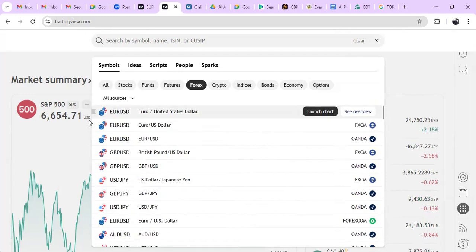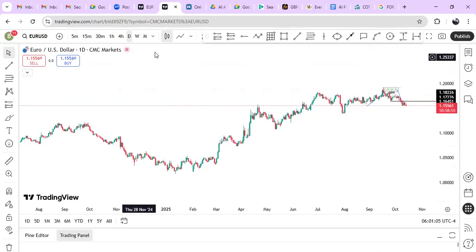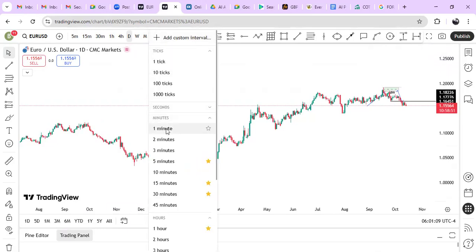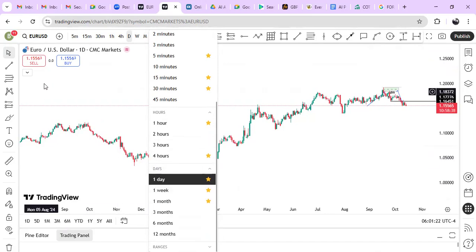So how do you see what's happening? You click here, you see a launch chart. Click on it. Then, like I told us yesterday, you have the time frames here. You have the minute charts. You go down, you see the hourly charts. Go down, you see the days and all that. These are the time frames we use for analysis.